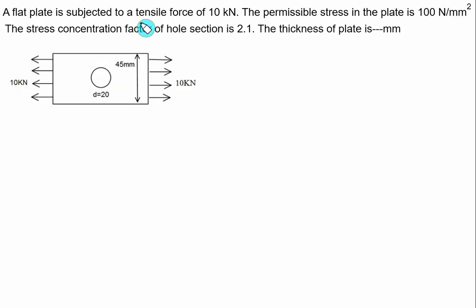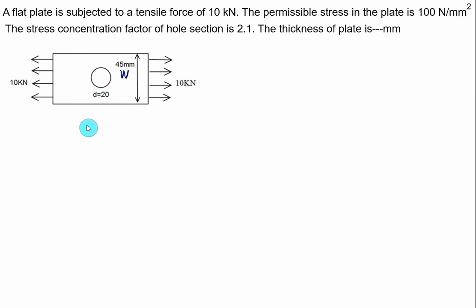A flat plate is subjected to tensile load of 10 kN. Permissible stress in the plate, that is the maximum value of the stress, you have to take as 100 megapascal. The stress concentration factor of the hole section is given this time as 2.1. So don't use your formula, you take the value of Kt equal to 2.1. The thickness of the plate we have to find out. Width is given as 45 mm. Diameter is given as 20.